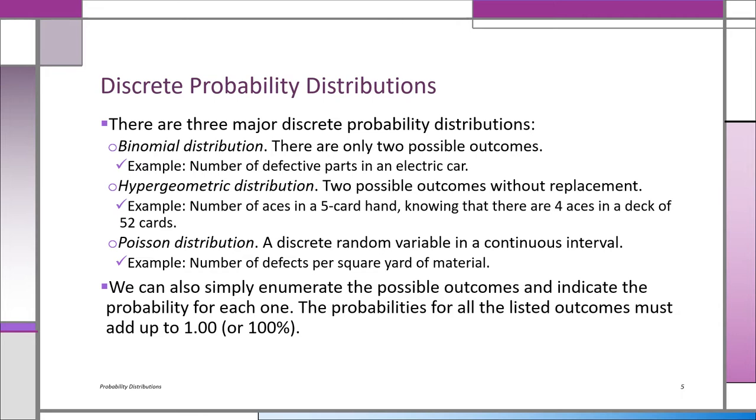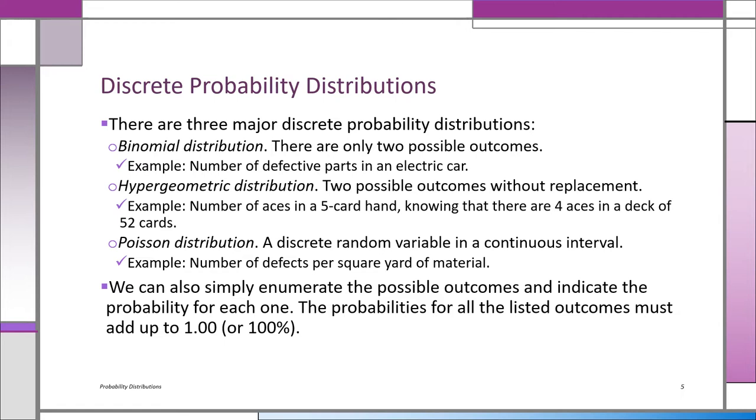Another discrete probability distribution is the hypergeometric distribution. This one is especially important if you're going to be a card shark and you like to play poker. It has two outcomes, without replacement. You could, for example, determine the likelihood of getting 4 aces when you play poker. In any case, we won't be doing it in this course.